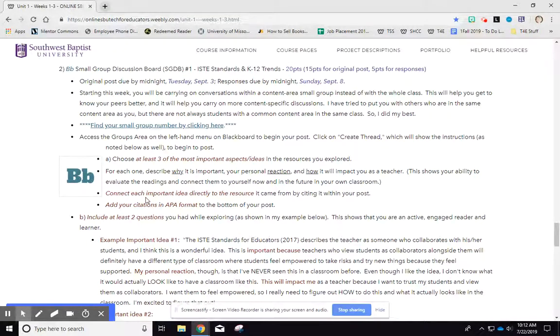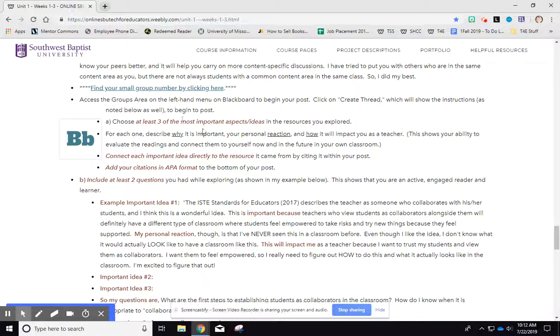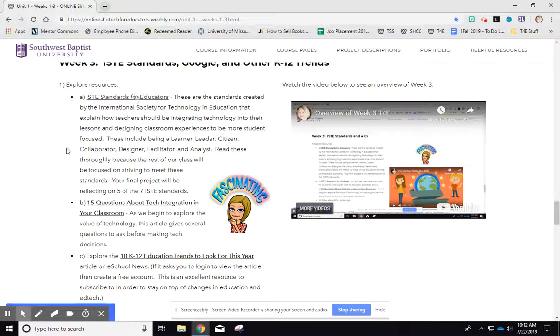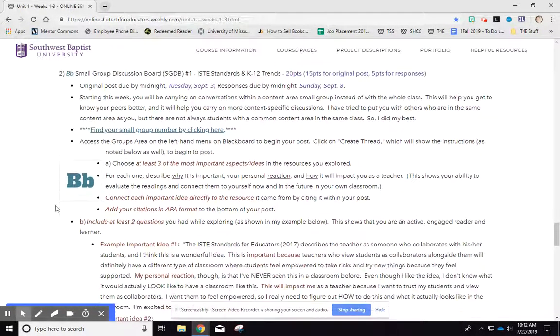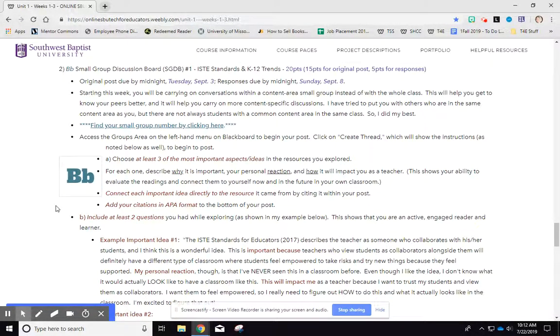You're also going to connect each important idea to the resource that it came from by citing it. If you look down here at my example, you'll see the ISTE Standards for Educators 2017 that I'm referring to, obviously, this first document. I want you to do that because I need to know where the idea came from, and for citation purposes and for digital citizenship, we're going to make sure we abide by those copyright rules and citations.